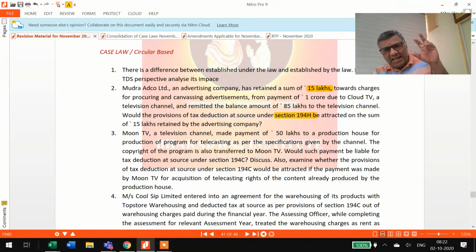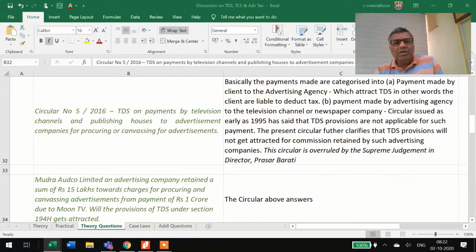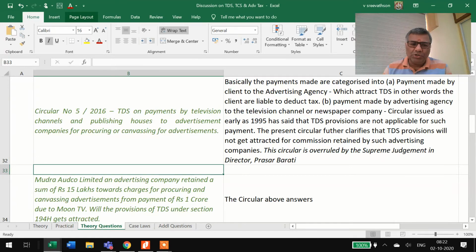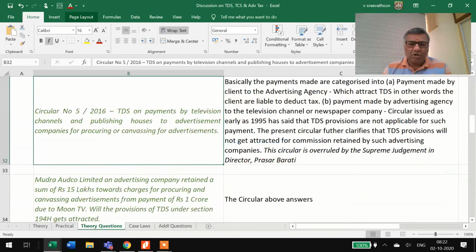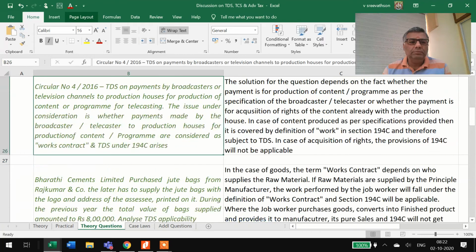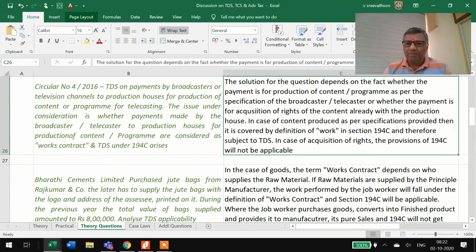So it is the same circular which I am recalling for this particular question also. Okay, it is the same circular, circular number 4. At the same time, they released this. The solution for the question depends on the fact whether the payment is for production of content or program as per the specification of the broadcaster or telecaster, or whether the payment is for acquisition of right of the content already with the production house.